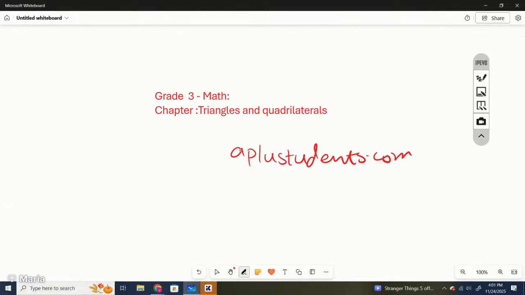Then you have to select math from the subject tab. Scroll down to grade 3 math and then click on view all lessons. There you can find a list of the chapters. We're going to start with the chapter triangles and quadrilaterals.